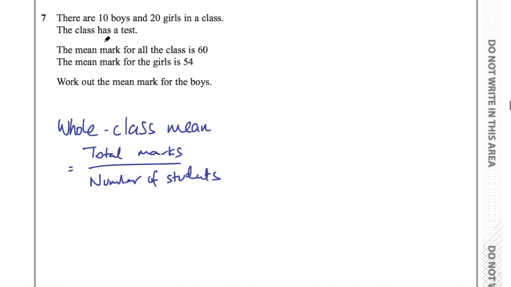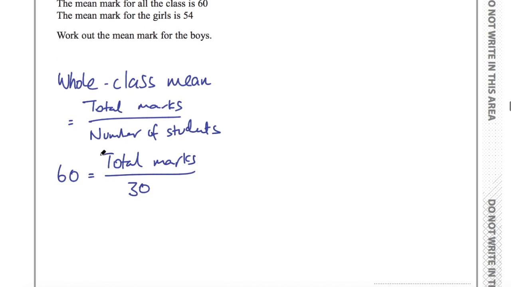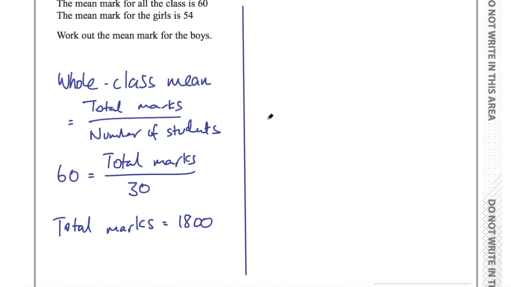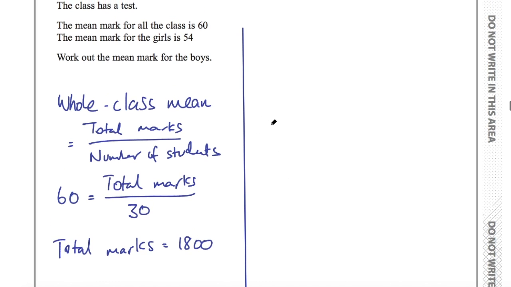So we know the whole class mean, they've told us that, so 60 must equal the total marks divided by the number of students, and we know that too. We know there are 10 boys and 20 girls, so the number of students is 30. Therefore, we can find out what the total marks were for the class. That will be 30 times 60, which is 1800. And now we know the total marks in the class.